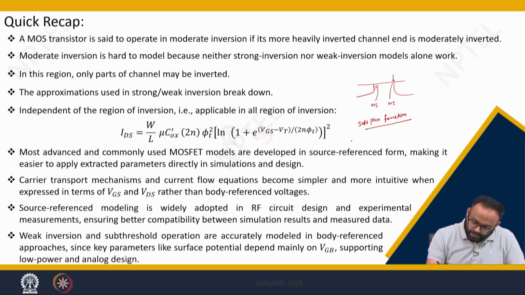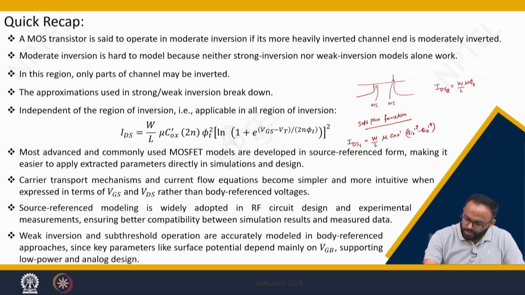We have seen that the current in strong inversion can be given by the drift component, which is nothing but W divided by L, mu into COX', into QI L' square minus QI 0' square, and the current in weak inversion can be given by IDS2 equals W into mu into phi t divided by L into QI L' minus QI 0'.